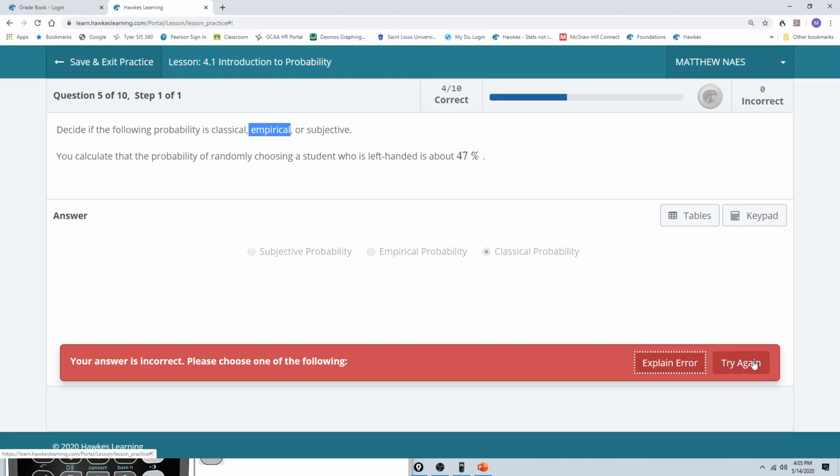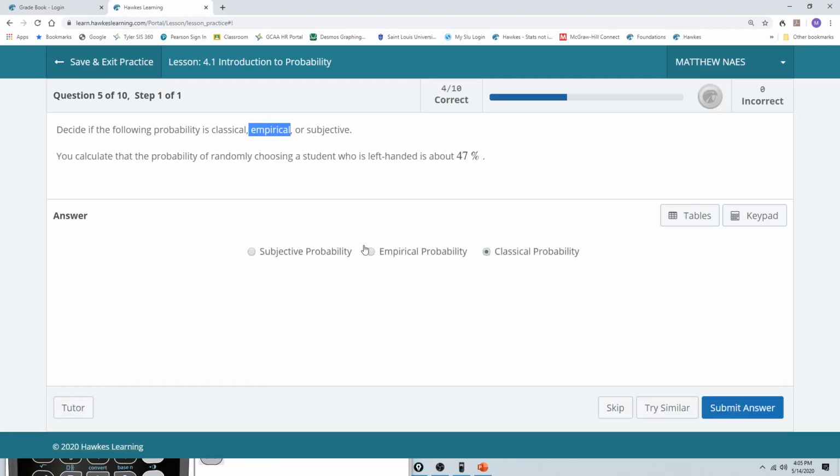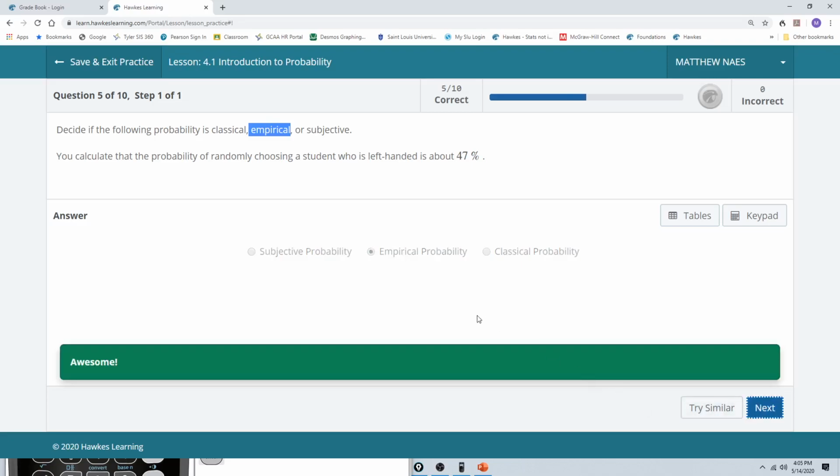It's not subjective, so it has to be empirical then. All right. It's kind of poorly worded because they didn't mention collecting any data, but I'm guessing you would have to collect data, so I'm glad we went over this. Because if you get this question, just note, you would have to collect data, all right?